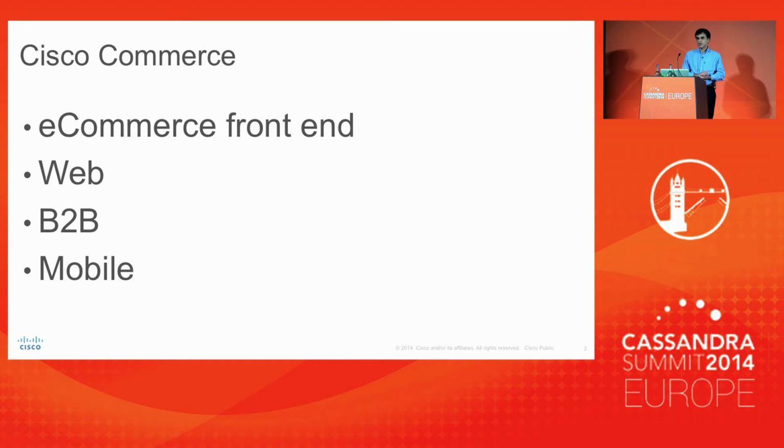So when you look at Cisco, $50 billion in revenues, the way the revenues come in is through the Commerce Gateway, and the front-end application is what we manage here.